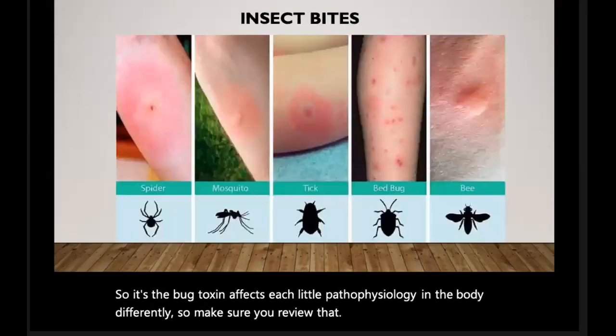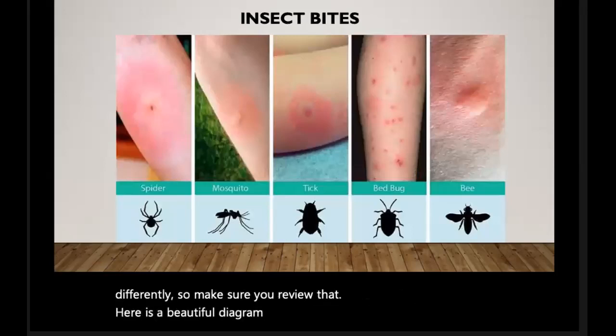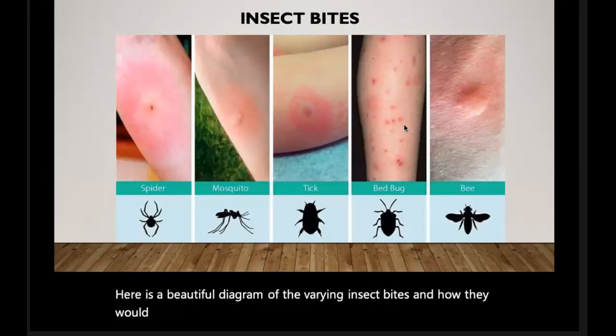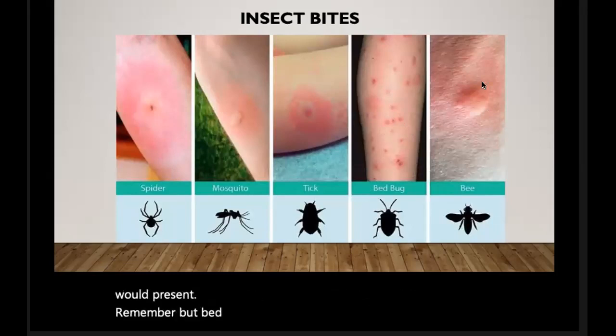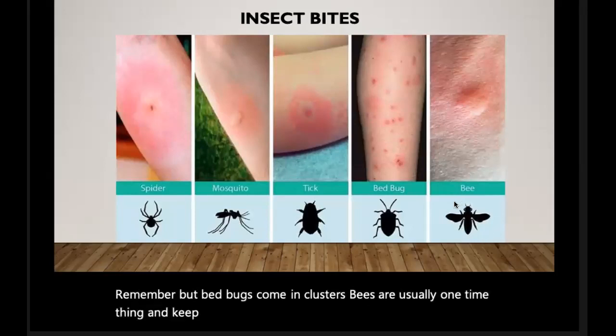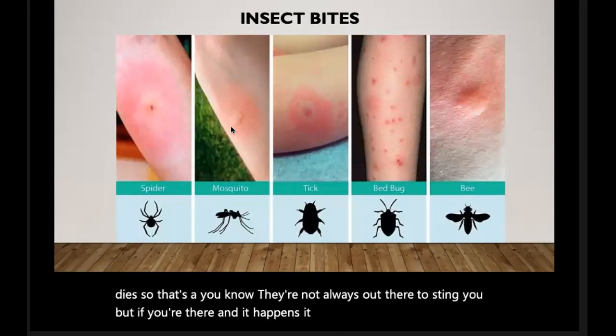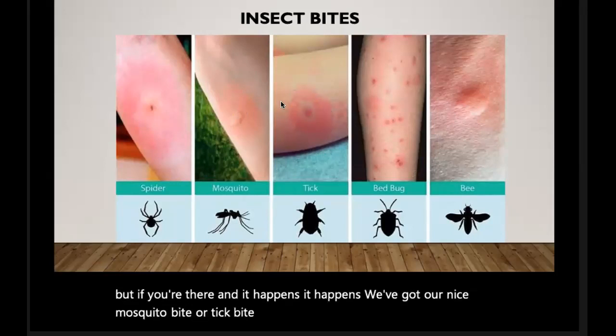Here is a beautiful diagram of the varying insect bites and how they would present. Remember, bed bugs come in clusters. Bees are usually a one-time thing. And keep in mind, when a yellow jacket stings you, it usually dies. They're not always out there to sting you, but if you're there and it happens, it happens. We've got our mosquito bite, our tick bite with that raised red bull's-eye rash, and then we have a spider bite.